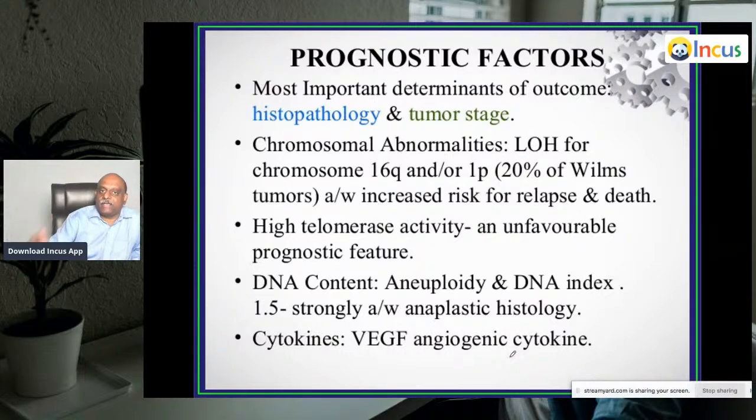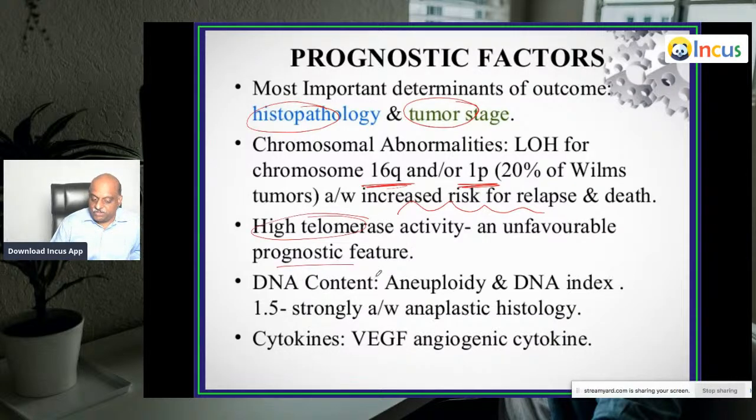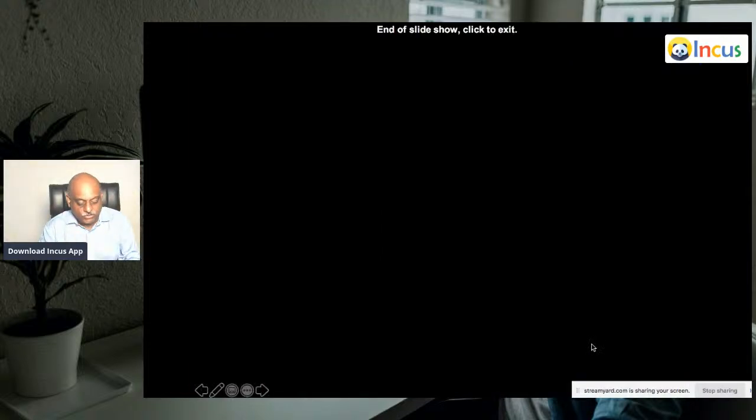So if you come to the prognostic things, doctor, histopathology, tumor stage, they are the most important deciding factors. Then chromosome 16q, 1p loss, they are at increased risk of relapse and death. High telomerase activity, unfavorable prognostic feature. Aneuploidy, DNA index, that is a prognostic feature. And similarly, vascular endothelial growth factor, angiogenic cytokine is also a prognostic factor, is what you need to remember.